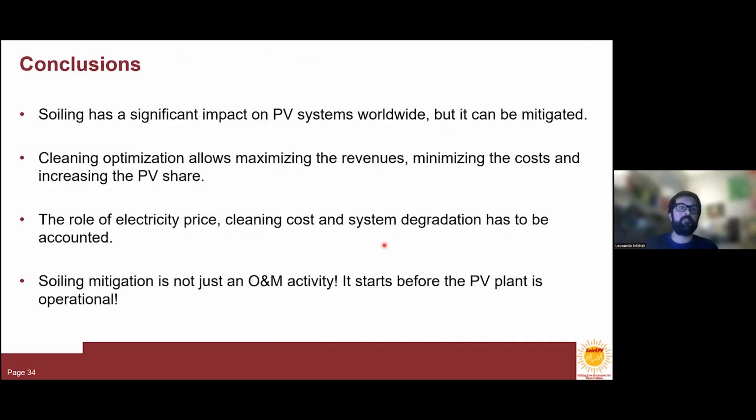So just to conclude, soiling has a significant impact on PV systems worldwide, but likely we can mitigate it through, for example, cleaning optimization, which has to be run taking into account the cost of cleaning and the electricity price, but also has to be accounted for not only during the operation of the system, but even before the PV plant is operational.